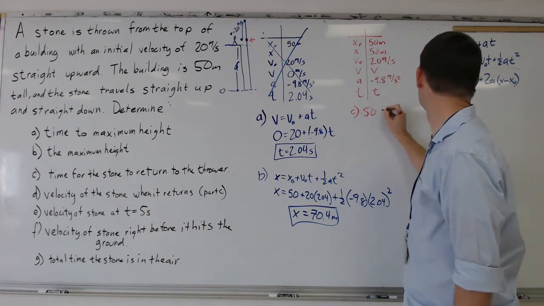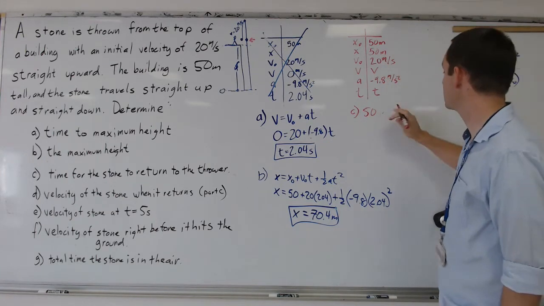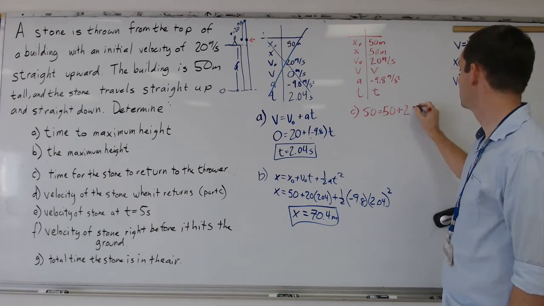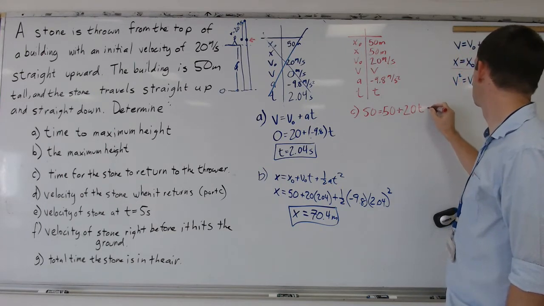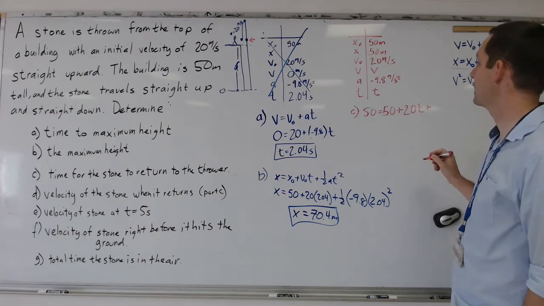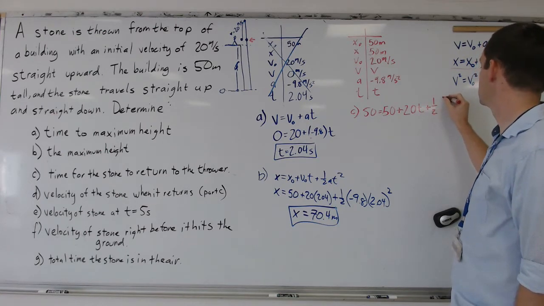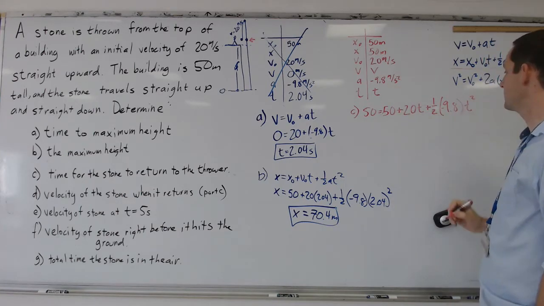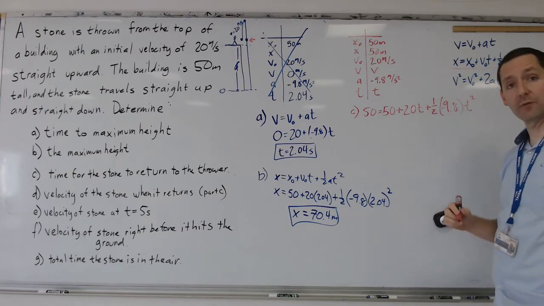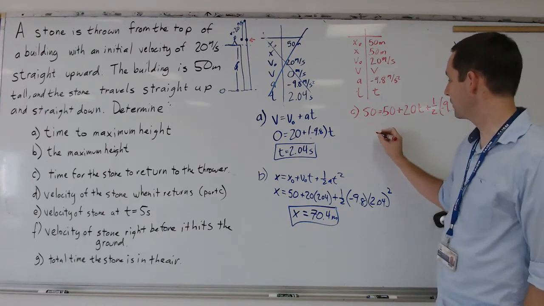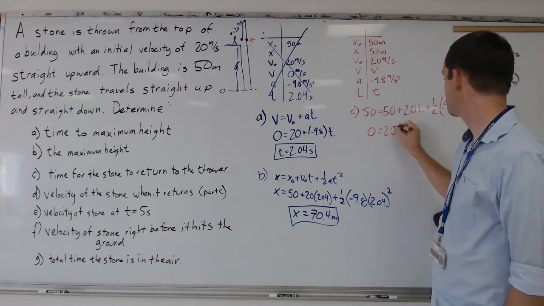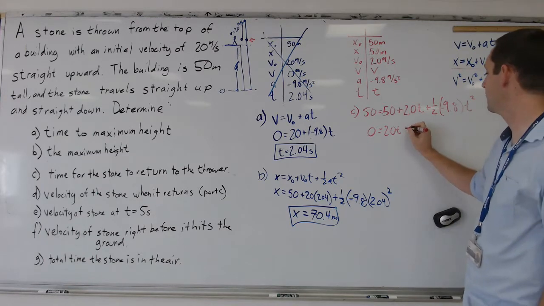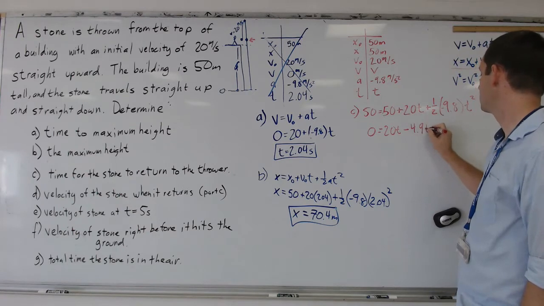So we'll go 50 equals 50 plus v naught, which is 20, times t, plus 1/2 at squared. So we'll go 1/2 times negative 9.8. Don't forget it needs to be negative, times t squared. And hopefully we'll be able to solve for that. All right. So we'll subtract the 50 over to the other side. So we'll have 0 equals 20t plus, I'm going to go ahead and multiply the 1/2 times the negative 9.8. So that's going to become a negative 4.9 t squared.